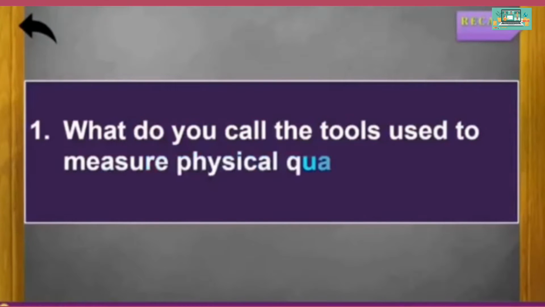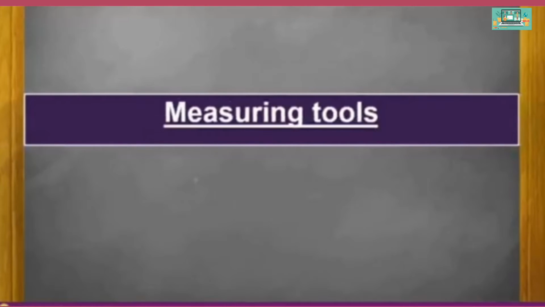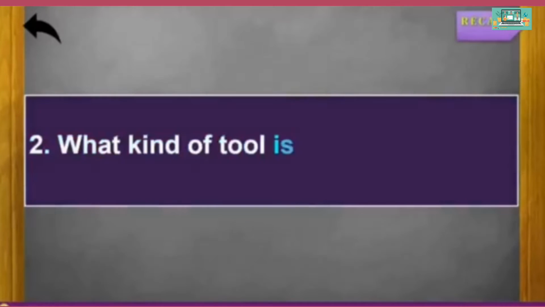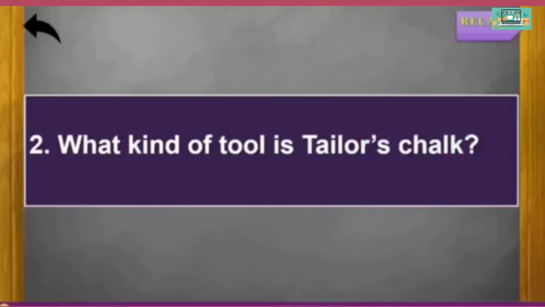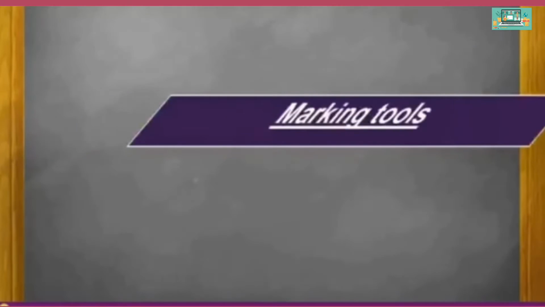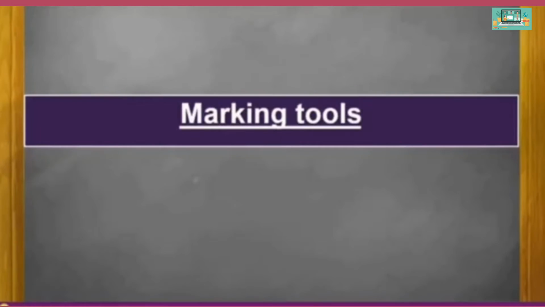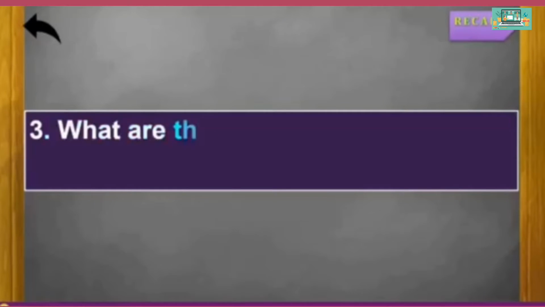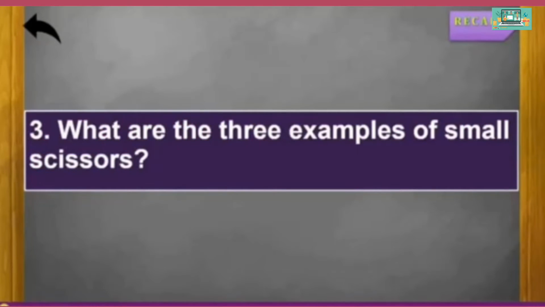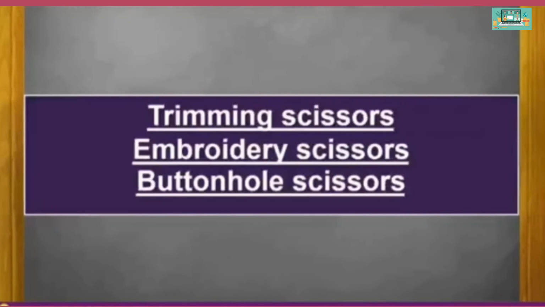Let's take a quick recap of our previous lesson. What do you call the tools used to measure physical quantity? The answer: measuring tools. Number 2. What kind of tool is tailor's chalk? Marking tools. Number 3. What are the 3 examples of small scissors? They are trimming scissors, embroidery scissors, and buttonhole scissors.